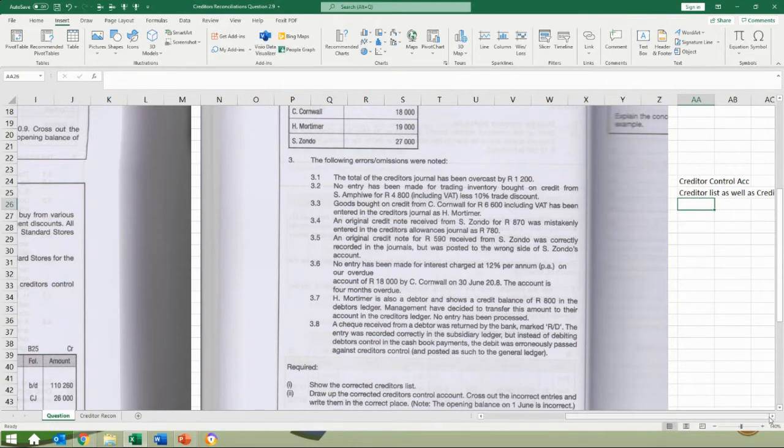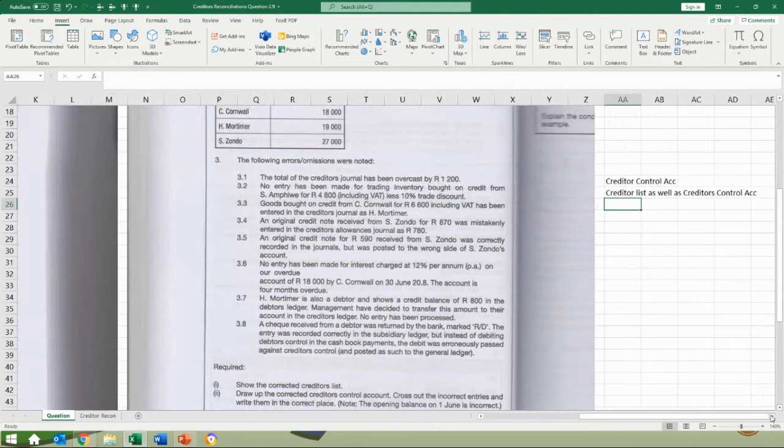So that entry there would actually affect both accounts. Okay, so let's look at 3.3. Goods were bought on credit from C. Cornwall for 6,600, including VAT, and has been entered in the creditors journal as H. Mortimer. So what happens here is we've purchased the goods on credit, but we've captured it to the incorrect account.